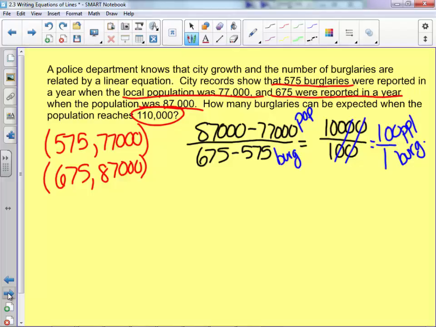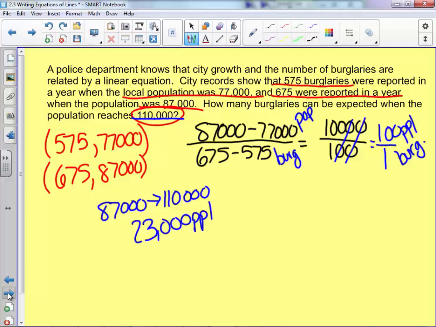So now we have 110,000. So from 87,000 to 110,000, we increased by 23,000 more people. So that means for every 100 people we have one more burglary. So if we divided this by 100, we'll get this 230. So that means there will be 230 more burglaries.